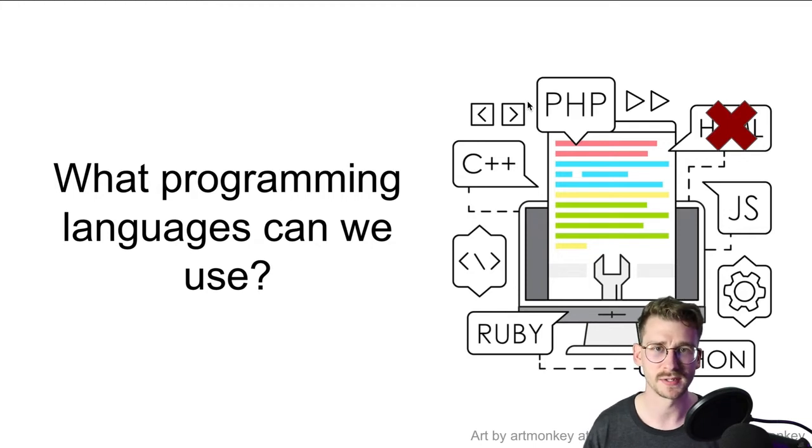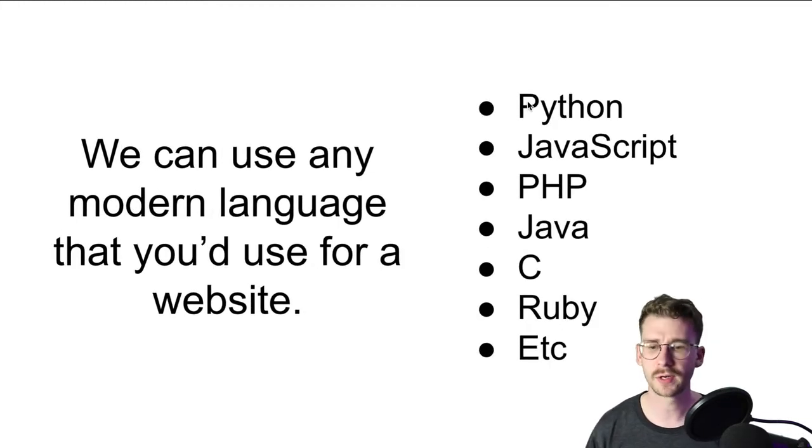It does nothing else. So just as a quick little list, here are some of the most popular languages in the world that we can use for APIs. Basically, any sort of language you can use to make a website, you can use for APIs. Python, JavaScript, PHP, Java, C, Ruby, etc. If you're making a website with it, maybe it's .NET, you can use APIs.